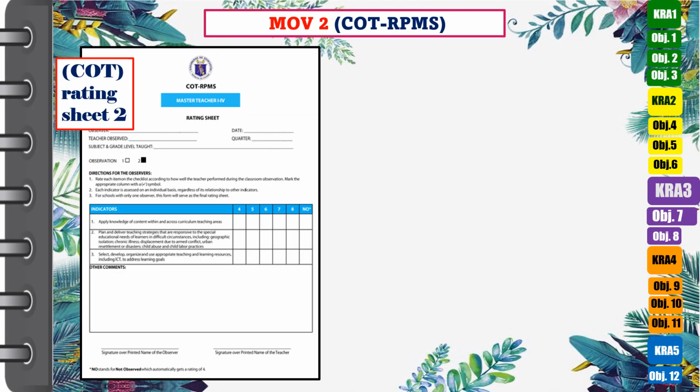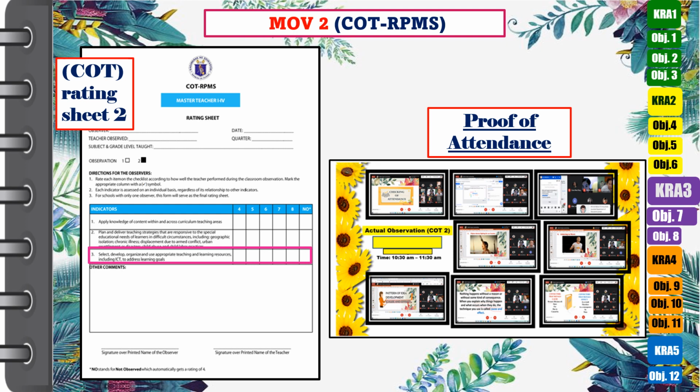For MOV2, insert here your COT rating sheet 2, highlight Objective 3, and then insert here the proof of attendance of your colleague.